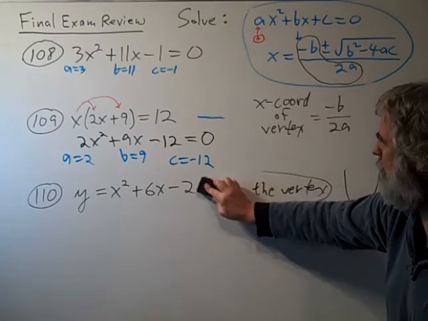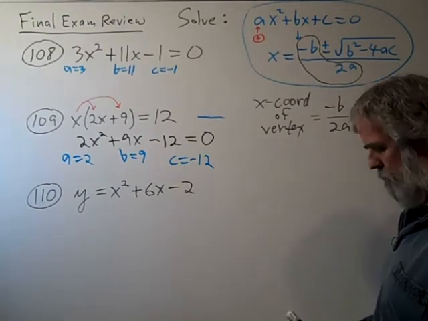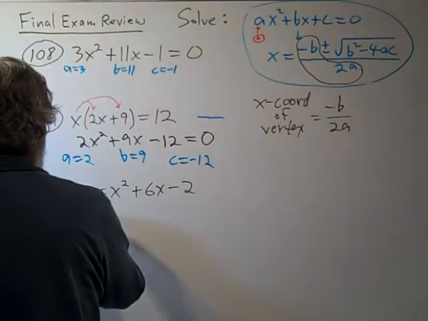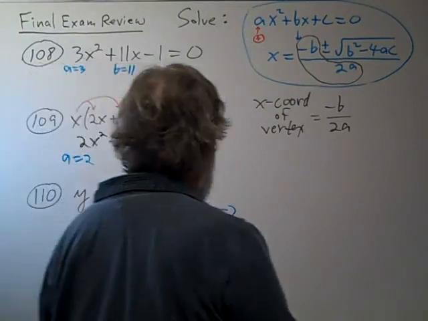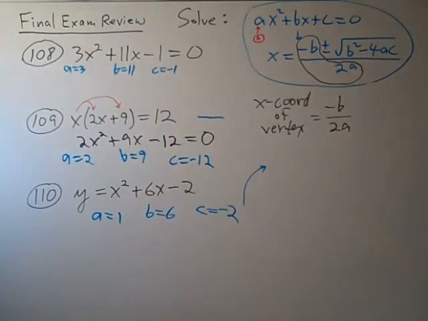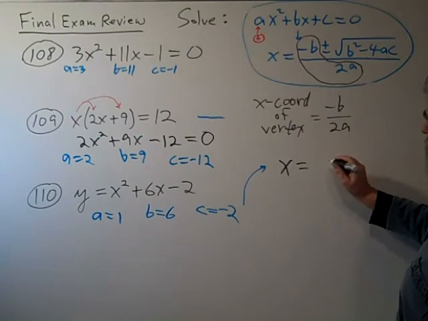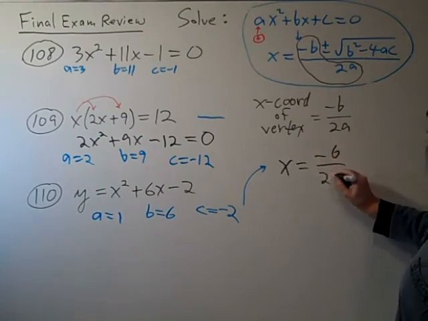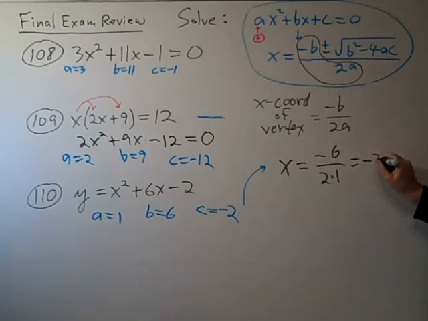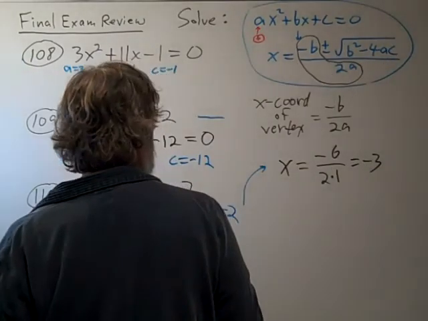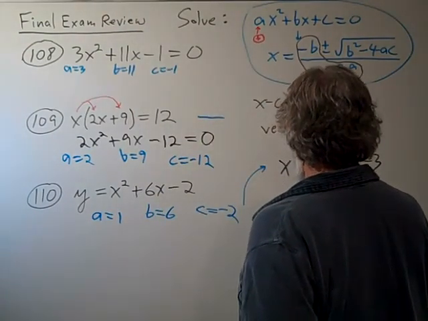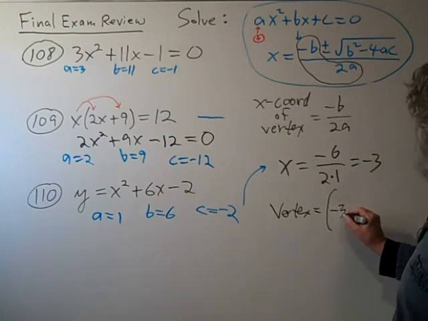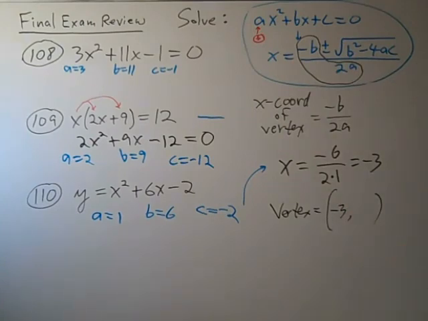So in this particular case, we have that a is equal to 1, b equals 6, and c equals -2. So in this case, the x-coordinate of the vertex is negative 6 divided by 2 times 1, which is negative 3. So let's put our vertex here. And its x-coordinate is negative 3, but we need to find the y-coordinate.